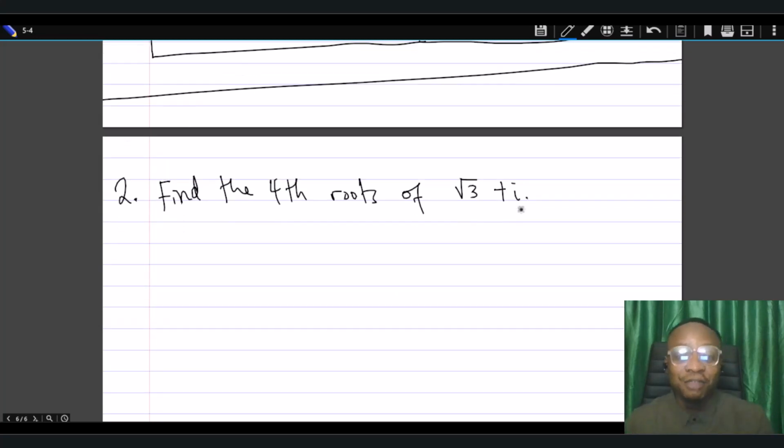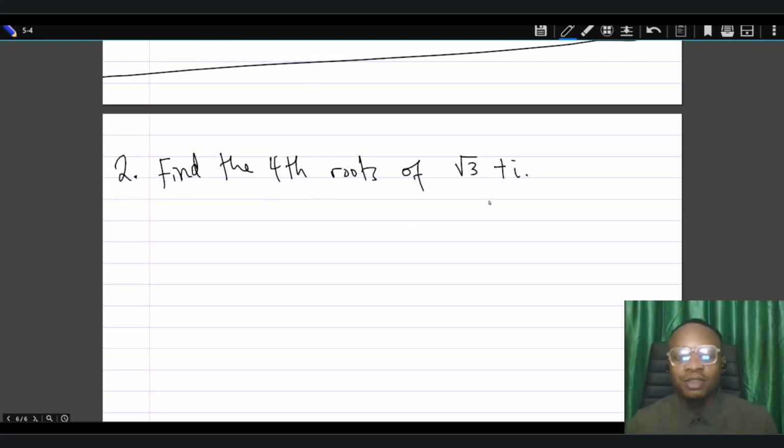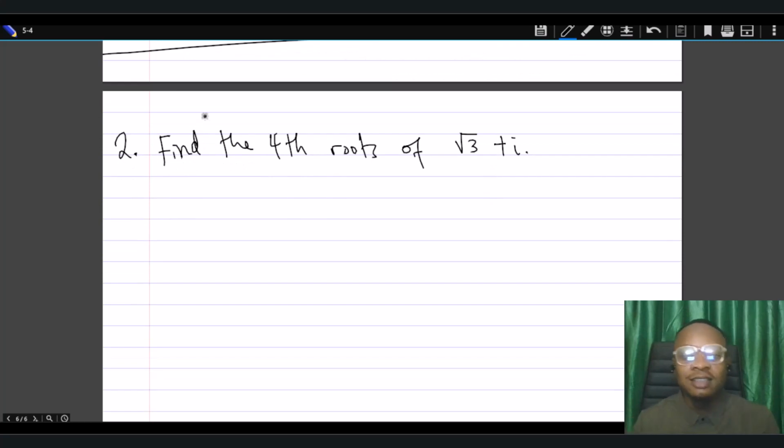So what we have here is: find the fourth roots of root 3 plus I. So let us get all the fourth roots of root 3 plus I. In this case, this should be quite easy as well. We know the process, so we just get right into this.